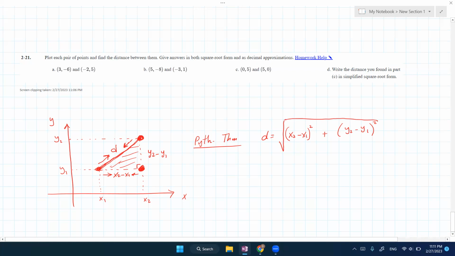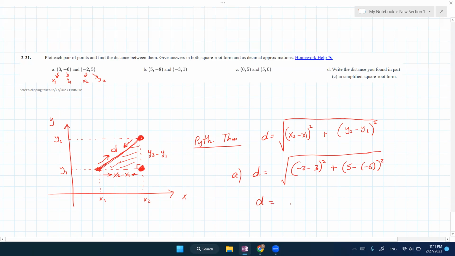So in 2-21, you can determine that the first point we have x1 and y1, and the second point we have x2 and y2. And then in part A, we can apply this formula, square root of negative 2 minus 3, that's squared, plus y2, which is 5, minus negative 6 squared.